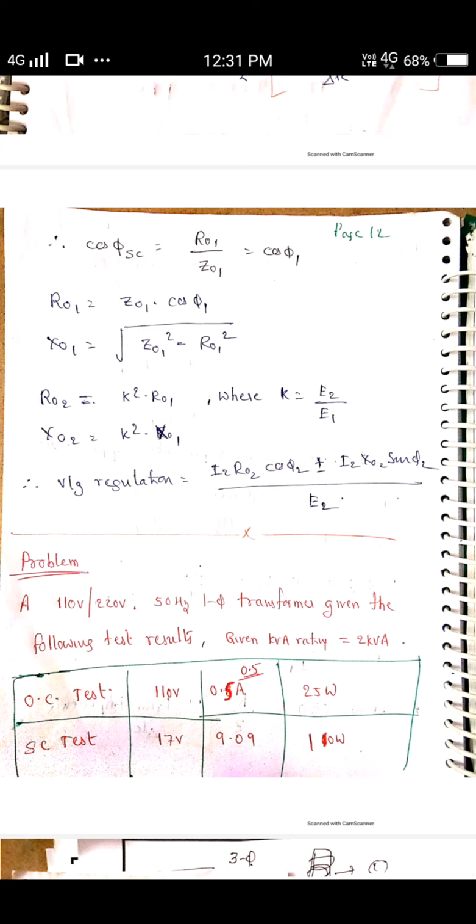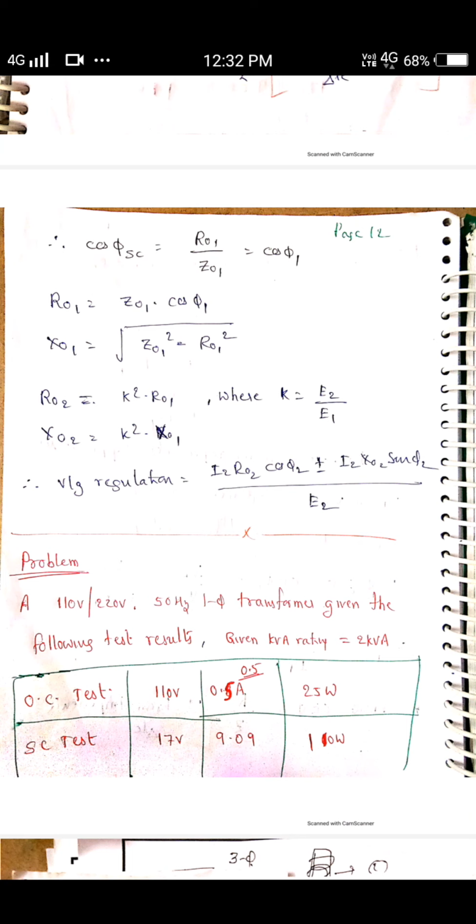By using the formula R02 is equal to K square into R01. Here remember what K value you have to take. Don't take the transformer rating. K is always equal to E2 by V1, that is low voltage by high voltage. Remember very carefully the K value you have to take while solving problems. X02 is equal to K square into X01. So from this we can calculate Z01 and Z02 also if needed.